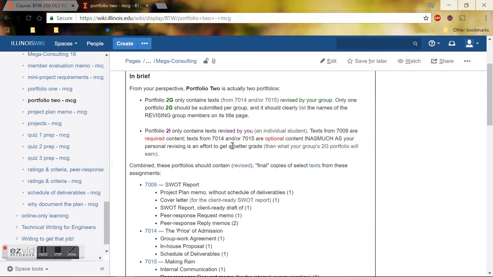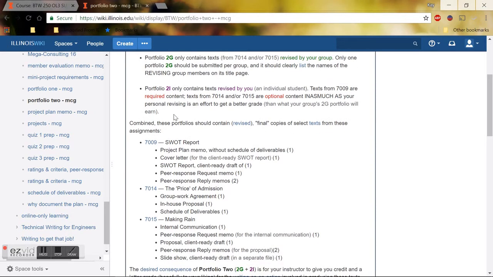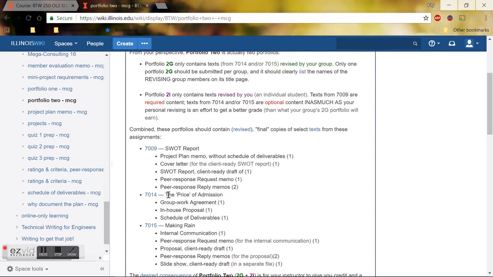So I'm going to start by talking about Portfolio 2G. This is the group portfolio. So this comes after 7015. So 7015 should be done and graded, and you should have feedback on that by now. And what you're going to do is you are going to place in numerical order these documents from 7014 and 7015, and you should revise them based on the feedback you've received.